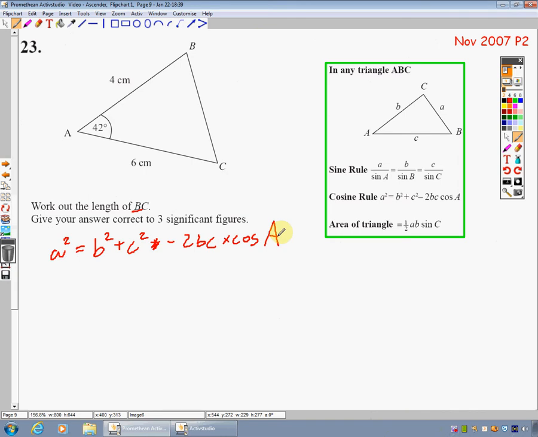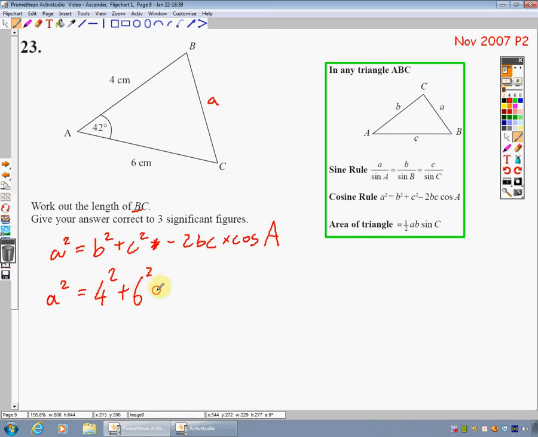So what we're trying to find is A squared. This is our A, okay? A squared equals, we don't know what that is, we're trying to find that. A squared is equal to B squared, doesn't matter, let's call that B. So it's 4 squared plus C squared, so let's call that C, C squared minus 2 times 4 times 6 times cos of our angle, which is 42.